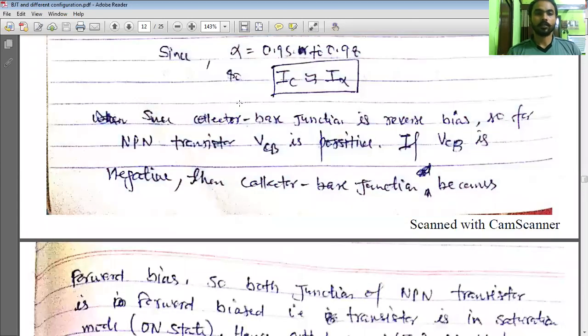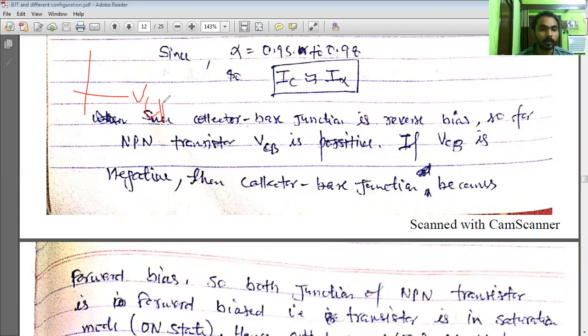Now understand this also. Till now, remember that when you are using the positive half, you have a VCB. This is the VCB, and this is in the reverse bias. Remember, collector base is the reverse bias. So it's a reverse bias, and we are using the positive part, that is, VCB is positive. What will happen if VCB is negative? That is what we have to analyze in this section. So what will happen if VCB is negative? Now VC will be negative.